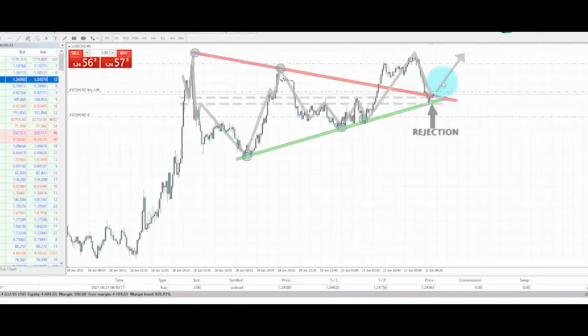First confirmation is candle got rejection through the trend line. Second confirmation is candle got rejection through the zone area. Third confirmation is we got a bullish hammer candle. So, after 3 solid confirmations, here we place a buy trade.